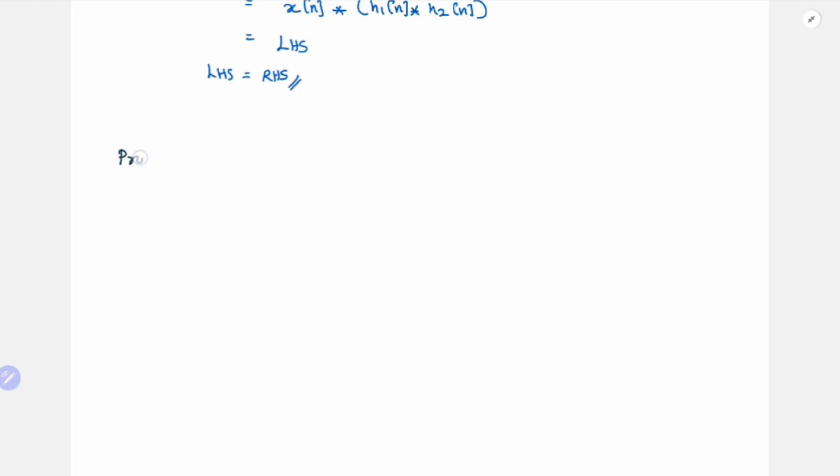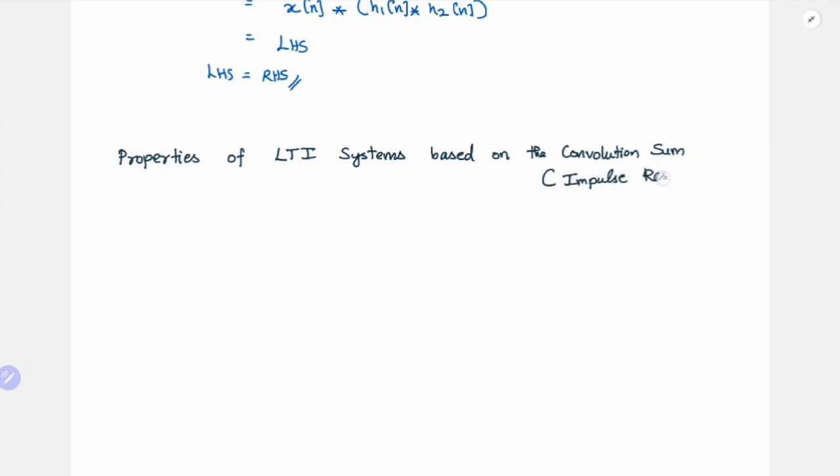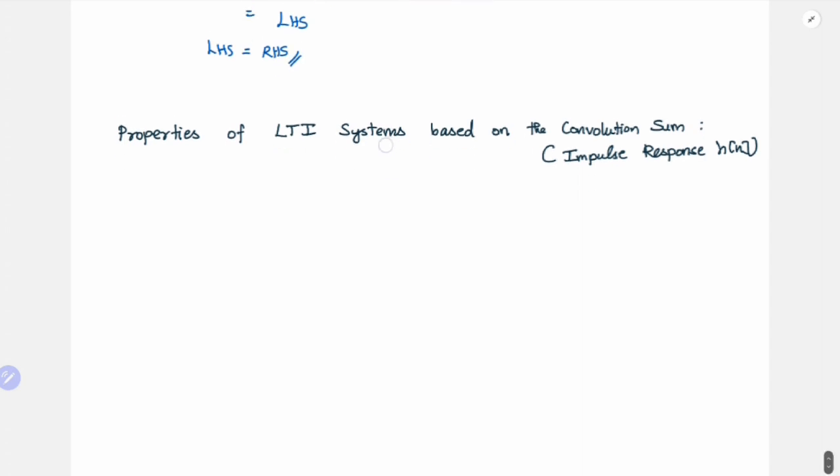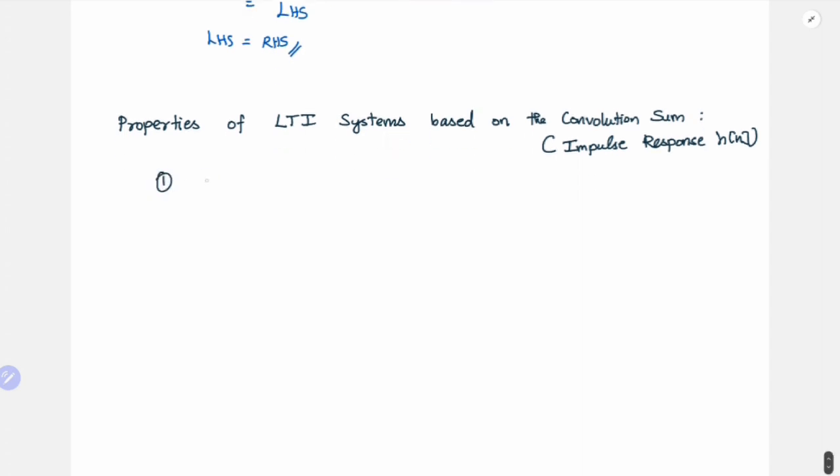Okay. So properties of LTI system based on the convolution sum. Or we can also say the impulse response given by h of n. Okay. So the first property we'll see is memoryless.